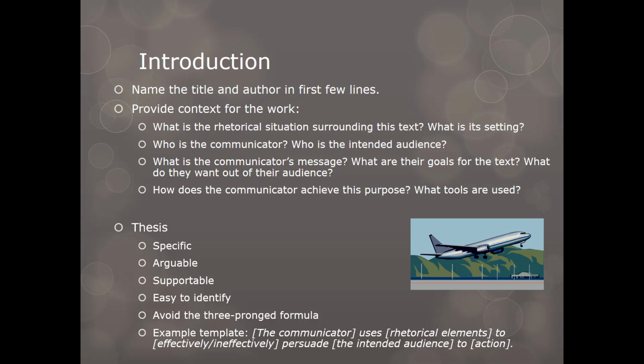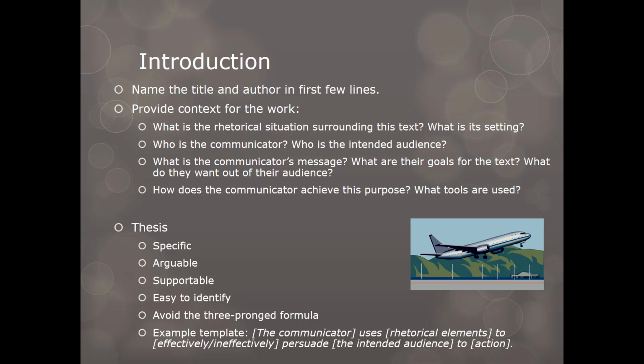choosing one of those is what makes it arguable, right? Because somebody else might think it was ineffective, even if you were arguing that it was effective. To persuade their intended audience, naming who that intended audience is, to do what? Are they trying to get them to protest? Are they trying to get them to not buy things online anymore? What is it that they're trying to do? What do they want their audience to do? These things are what you want to do in the introduction.